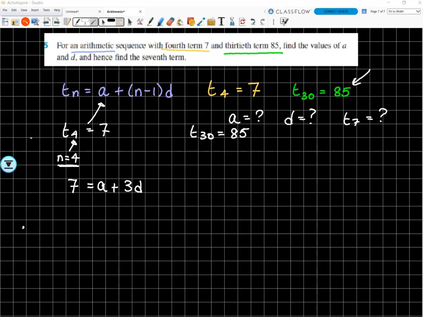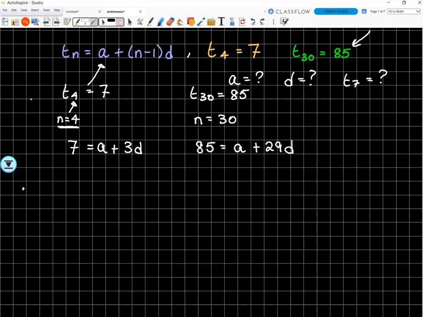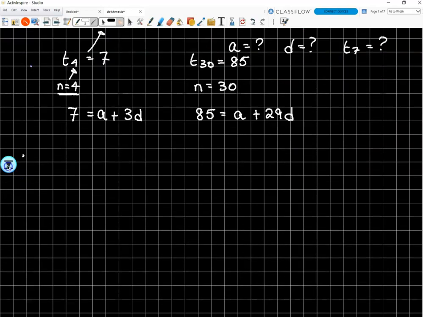So this one now is saying N is 30. So we're going to do exactly the same thing and sub it in here. So Tn, so T30, that's 85. A, we still don't know. N take 1 is now 29 times D. So here's our 2 equations, and we're going to solve them simultaneously. Can you see that? I'll put it a little bit higher. I'm going to write this one underneath. 7 equals A plus 3D.